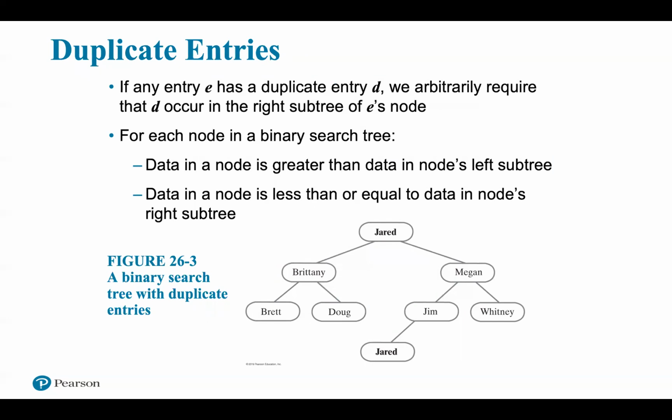By making a small change to our definition of the binary search tree, we can allow duplicate entries, that is, multiple entries that are equal according to compareTo. Figure 26.3 shows a binary search tree in which Jared occurs twice. If we are at the root of the tree and want to know whether Jared occurs again, it would help to know in which subtree we should look. Thus, if any entry E has a duplicate entry D, we arbitrarily require that D occur in the right subtree of E's node. Accordingly, we modify our definition.